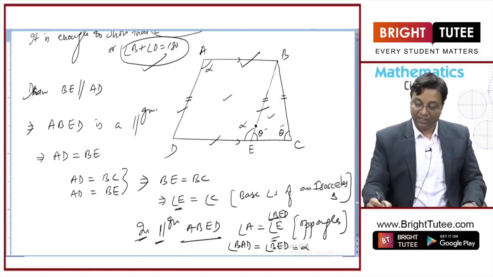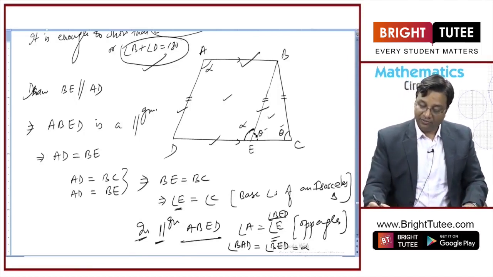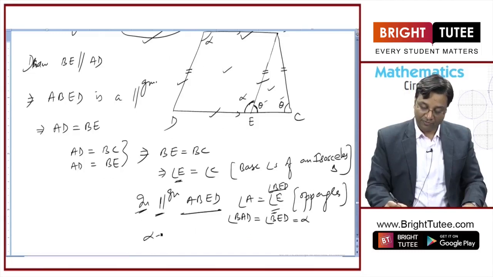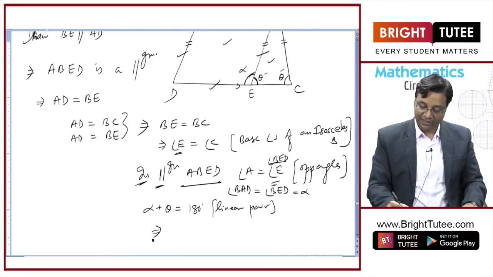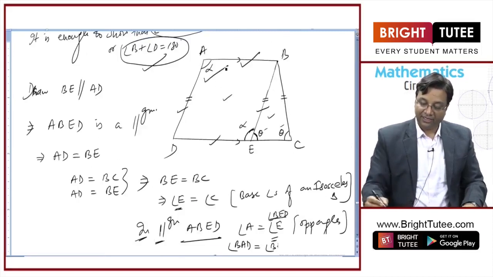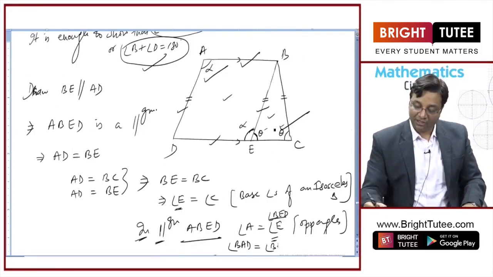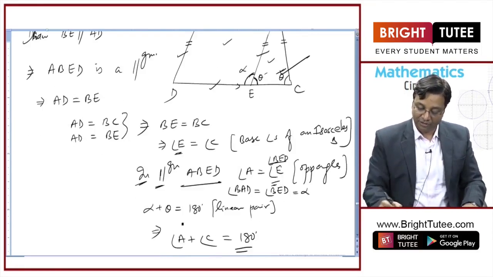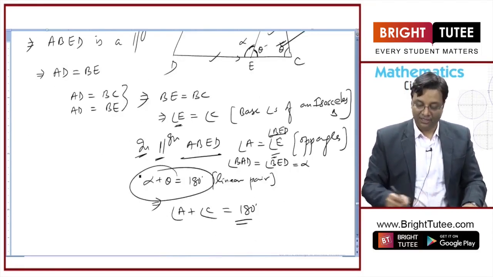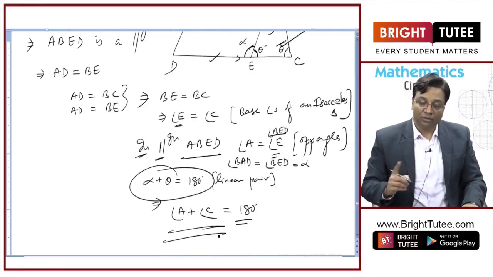Now once you know this much, this angle and this angle form a linear pair. So alpha plus theta is equal to 180 degrees because these form a linear pair, right? Hence I can say this angle, which is angle A, and this angle, which is angle C, is also 180 degrees. How could I say that? Because this is theta, this is alpha, and I have shown here that alpha plus theta is 180. So angle A plus angle C is also 180.